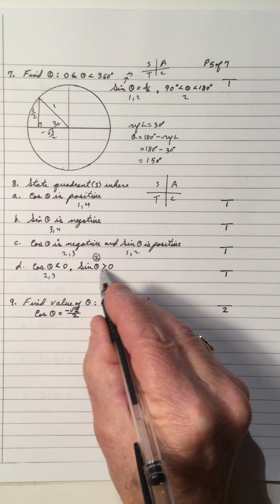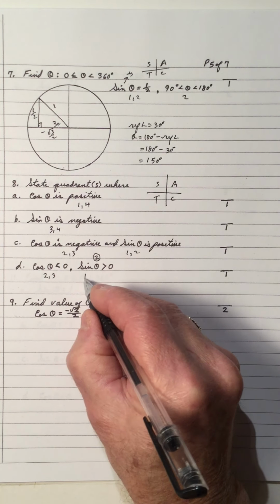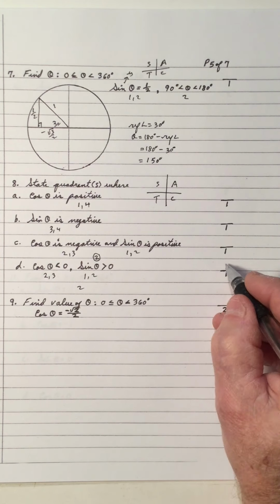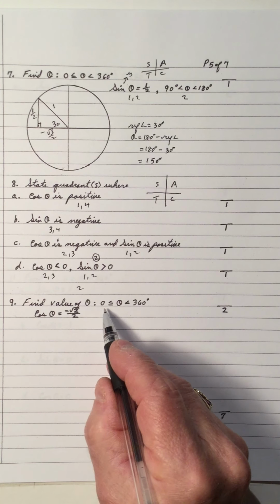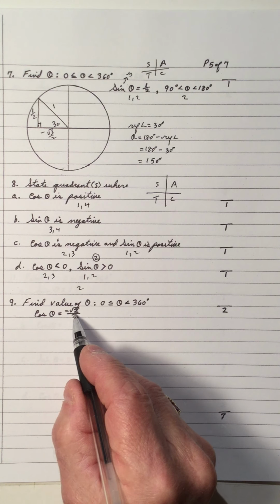Sine is greater than 0. That means sine is positive. Sine is positive in 1 and 2. And again, 2 is repeated, so 2 is the correct answer. Find the value of theta, from 0 less than or equal to theta less than or equal to 360, where cos is negative root 2 over 2.